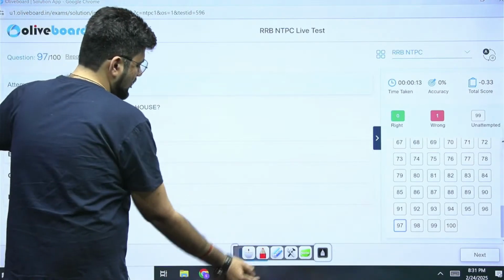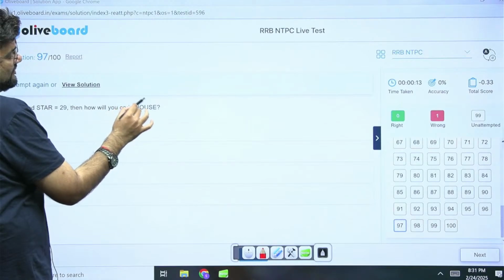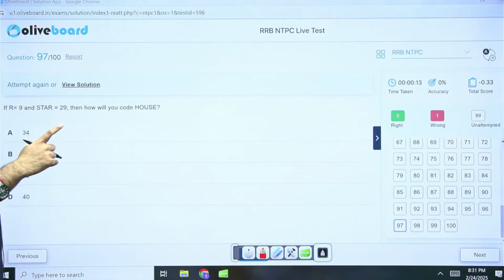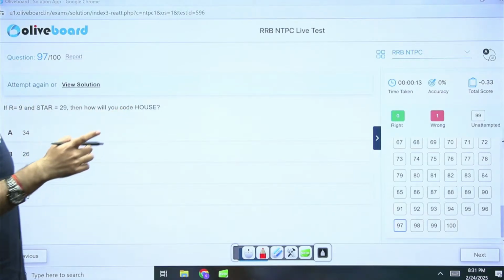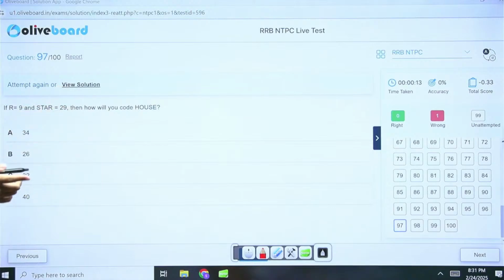Now what will be the sum of house? So this is 8, 15. 8, 15 is 23 plus 21 is 44 plus 5 is 49 plus 19. So this is 68. 68 divided by 2 is 34. Option A is the right answer.